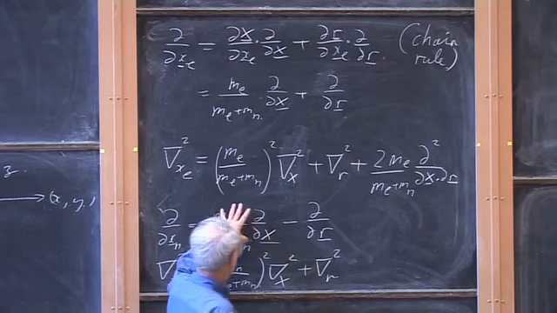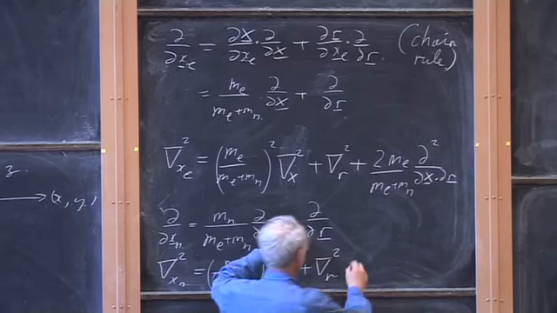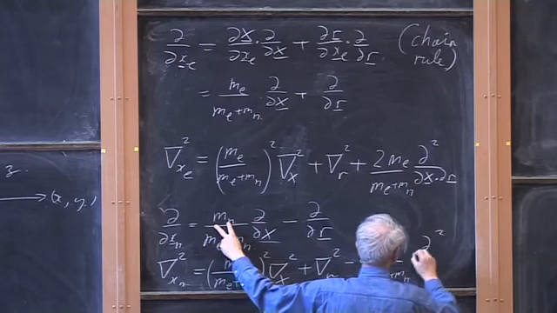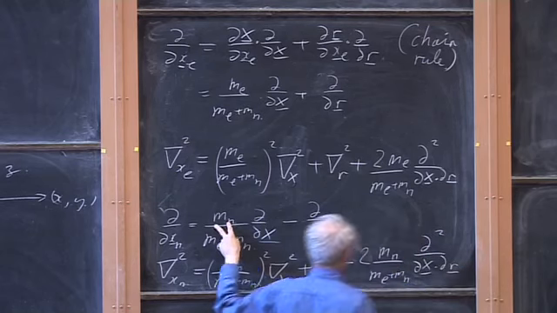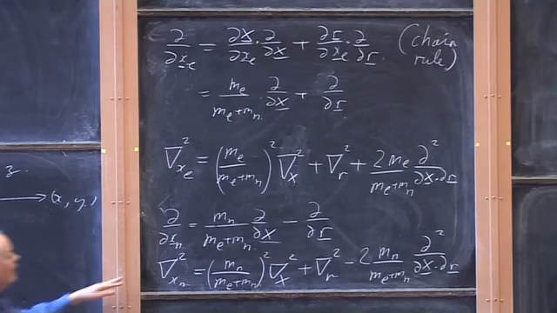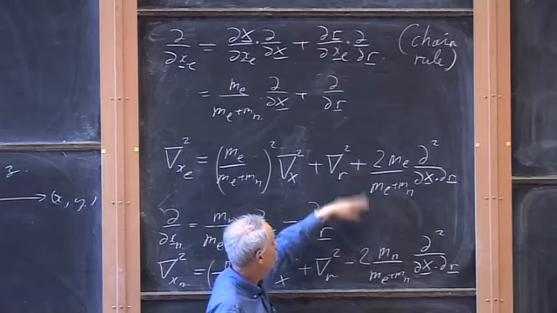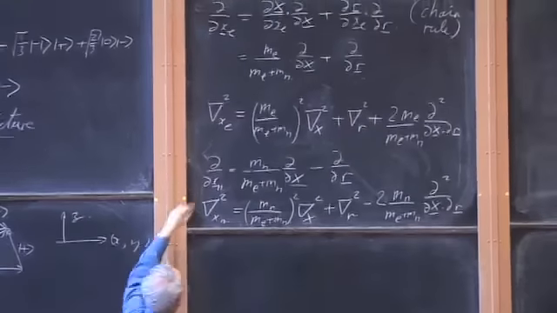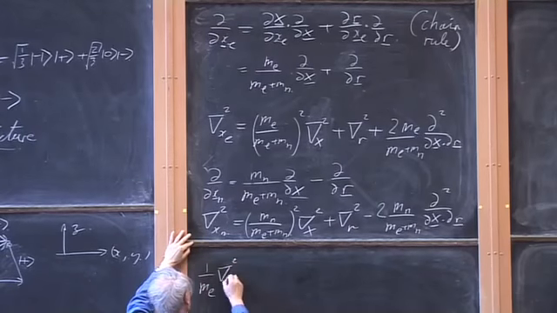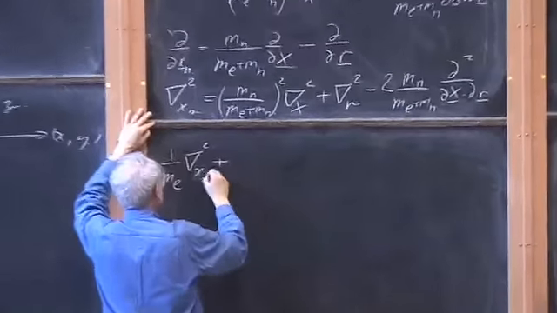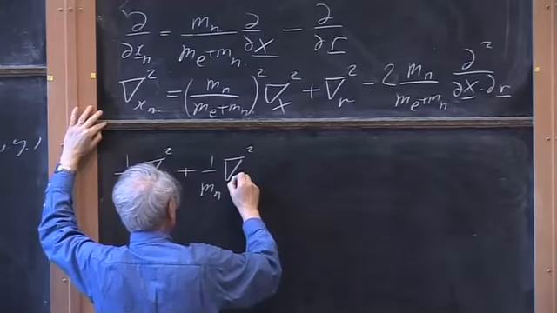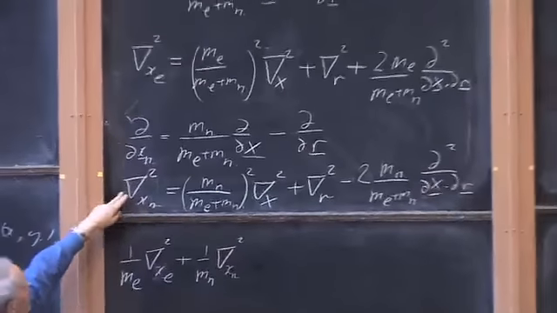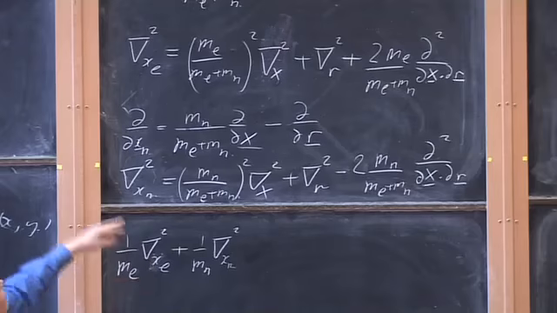And then we get this on this, where now the minus sign is manifest, we get minus twice this, which is mn over me plus mn of d2 by dX dr. So we have expressions which are very similar, but one has a plus sign, one has a minus sign. So what we want to do now is work out 1 over me del squared with xe plus 1 over mn of del squared with respect to xn. So 1 over me times that top equation plus 1 over mn times this, which is actually exactly what occurs in our Hamiltonian.